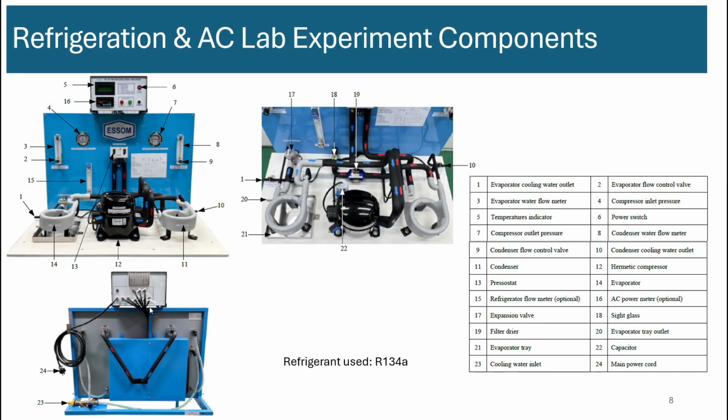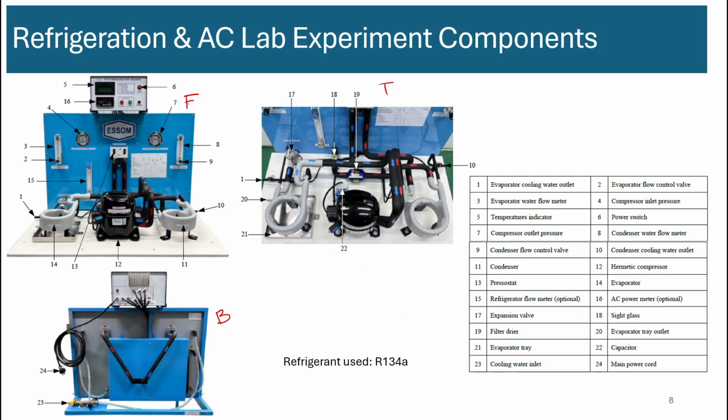Now let's look at the components of the lab experimental setup. Here we have the three views of the lab setup. Here we have the front view, this is the top view, and this is the back view. As we have discussed before, we have four major components: the compressor, evaporator, condenser, and the expansion device. Let's look at those first. But overall, there are 24 components shown here.